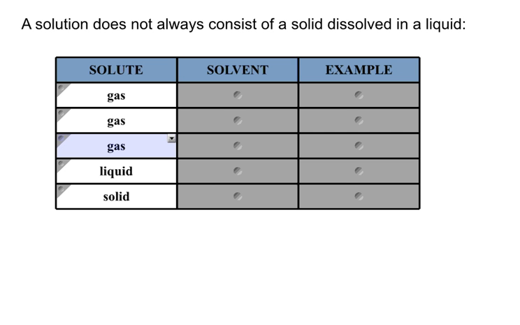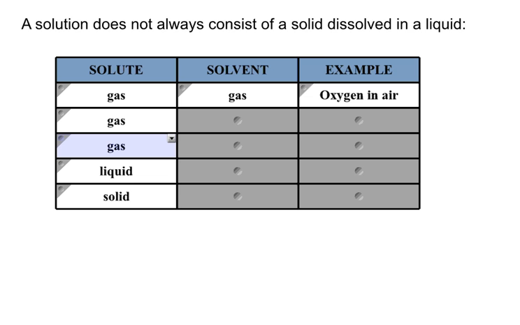A solution does not always consist of a solid dissolved in a liquid. That's the most common one, but I'm going to give you some examples of solutions that are not a solid dissolved in a liquid. For example, if we have a gas and we dissolve another gas into that, that could also be a solution. An example is oxygen dissolved in the air. It would be a homogeneous solution because you can't see how the oxygen is different from the rest of the air.